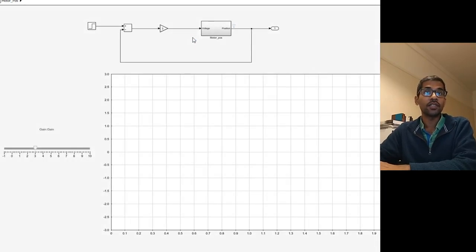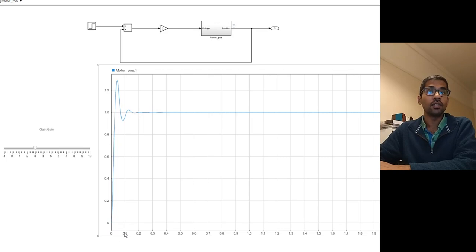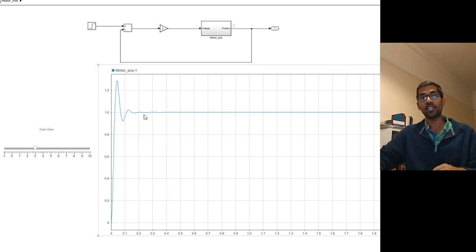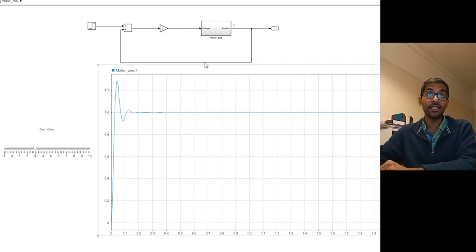So when you run this simulation, you can see that you get a response like this. The position starts at 0, it increases, and there is a bit of an oscillation, and then it settles down at 1, which is the desired value. So it takes a bit of time for the position to reach that value. So you can see that this control system is able to get to the desired position value.